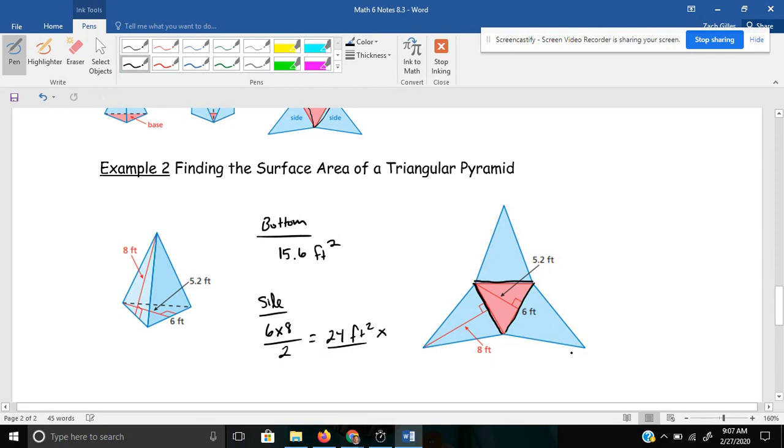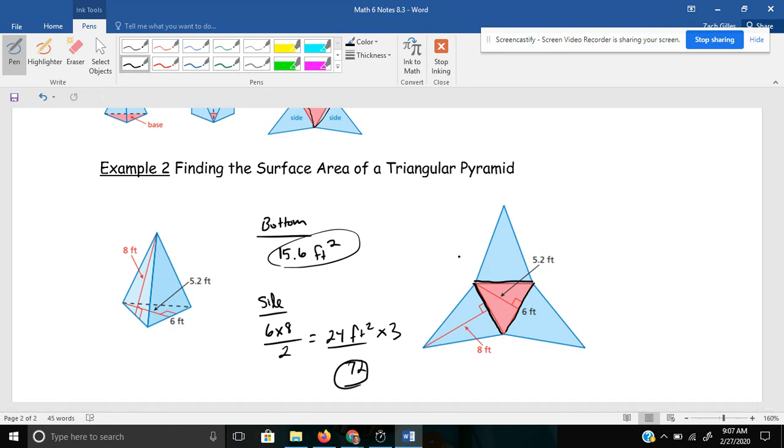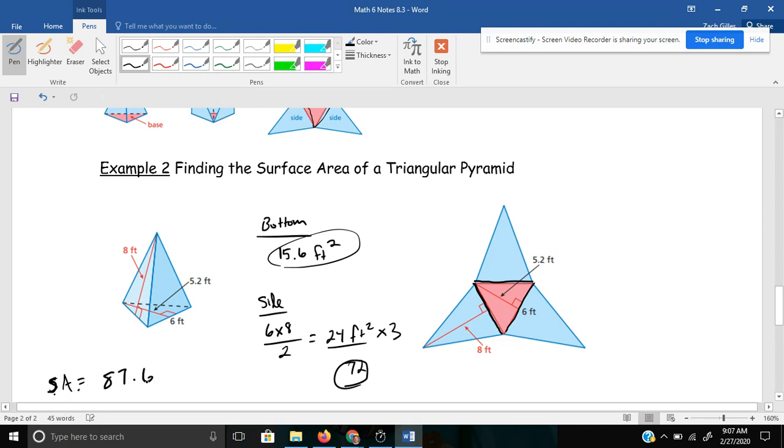And in this problem, I have 1, 2, 3 triangles for my sides. So I'll multiply 24 by 3 to come up with 72 for the area of my 3 triangular sides. I'll add that to my bottom base. So 72 plus 15.6. And that will give me a total surface area, SA, of 87.6 feet squared for the surface area of this triangular pyramid.